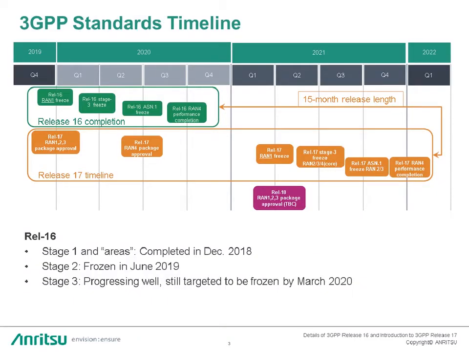What we see here is the Release 16 and Release 17 standardization timeline. On the Release 16 part, when we look at Q4 of 2019, the last RAN plenary meeting was organized in December. This was RAN 86. So at this time frame, all the Release 16 RAN1 was frozen and agreed.